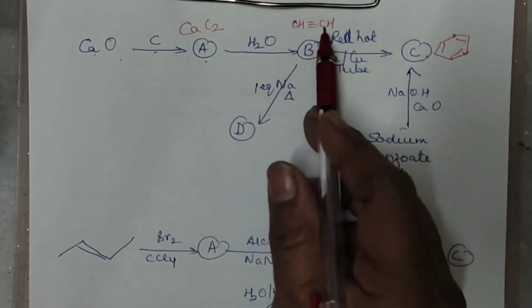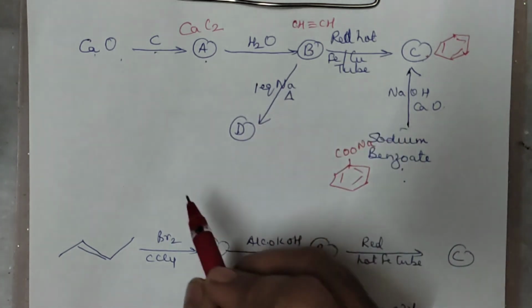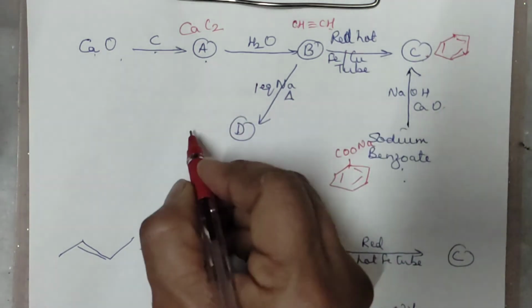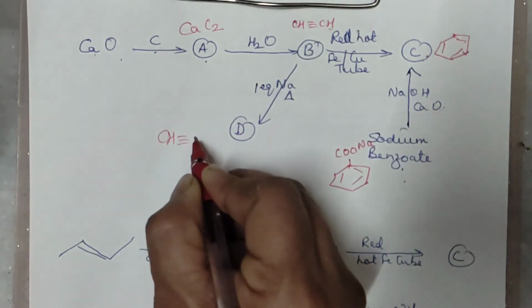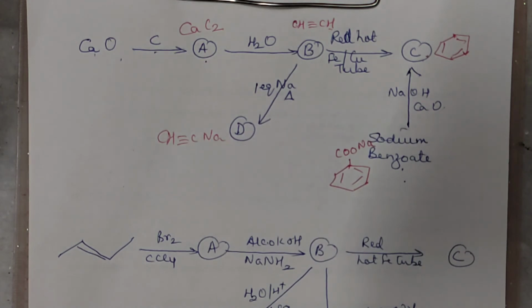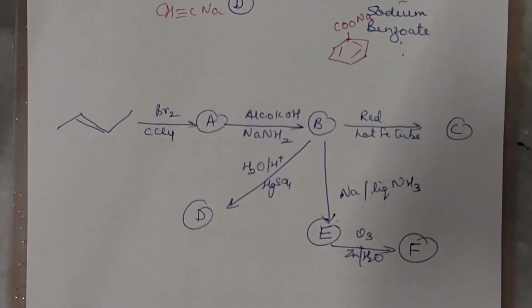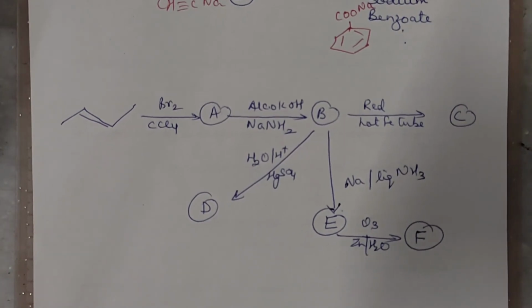This ethyne, when it is treated with one equivalent sodium, means only one sodium, so one H will be replaced by sodium. This is a very important test to prove that ethyne is acidic in nature. It is given only by terminal alkynes. Okay. Now, one more such conversion I am taking.